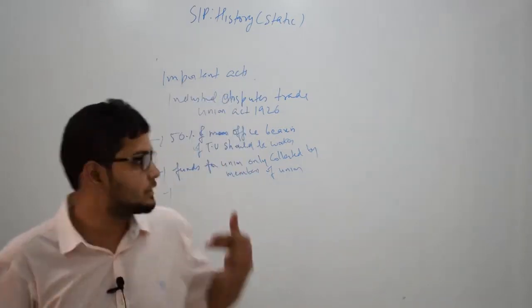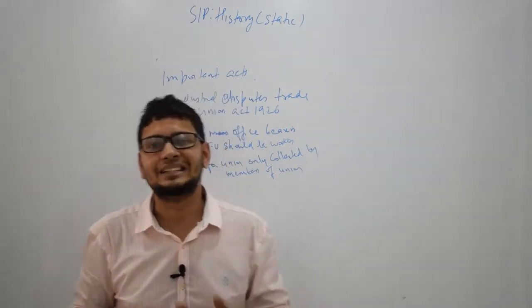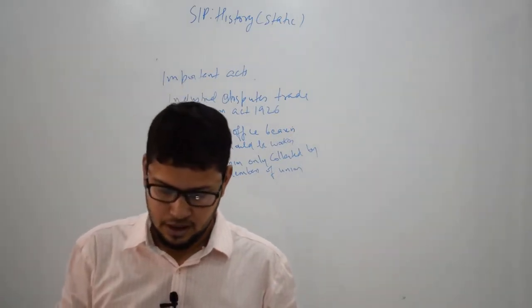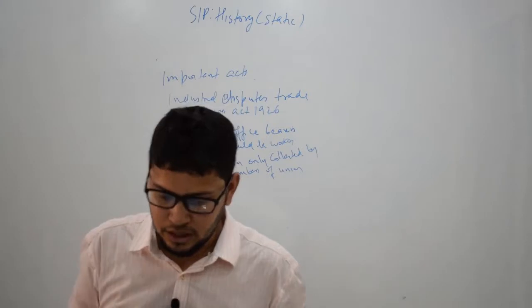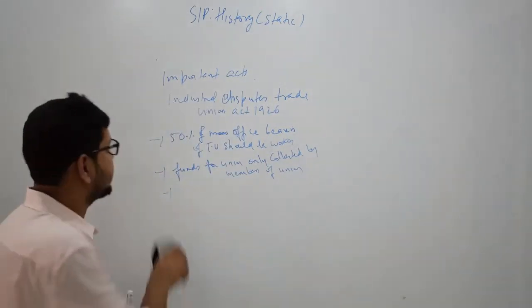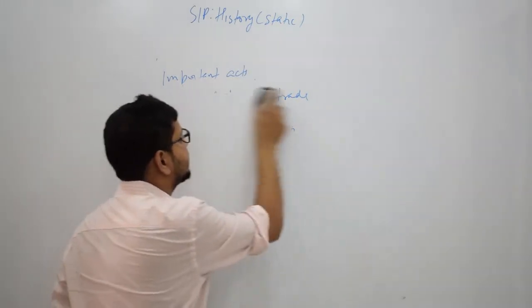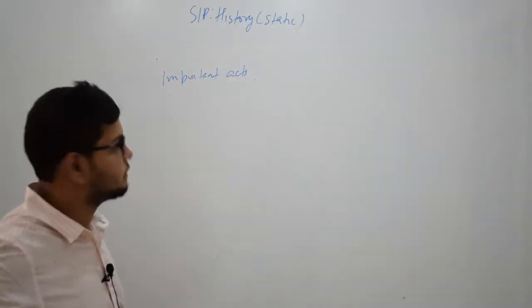So after passing this act, government exerted more control over the trade unions of the country. Next we have is Trade Dispute Act 1929. This is very rare that they will ask this year, but we should not leave it.